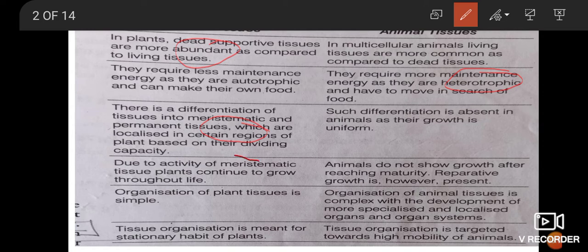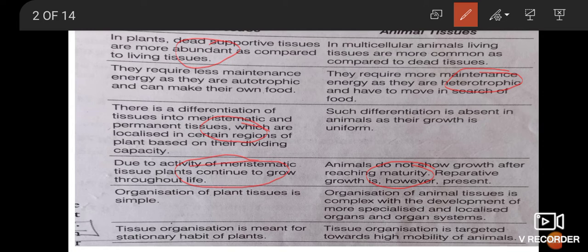This is a very important point, dear students: due to the activity of the meristematic tissue, plants continue to grow throughout their life, whereas animals do not show growth after reaching maturity. Animals can grow only till their maturity. Once their maturity comes, their growth stops.